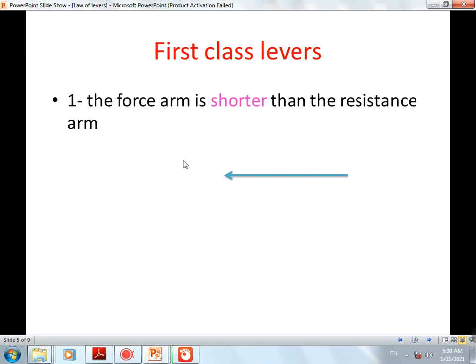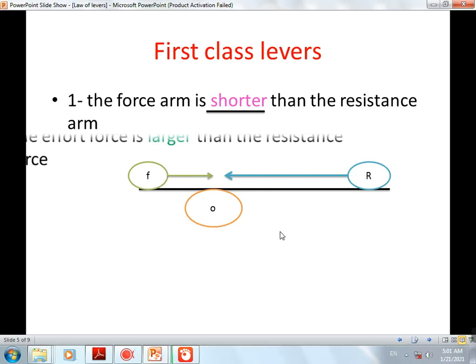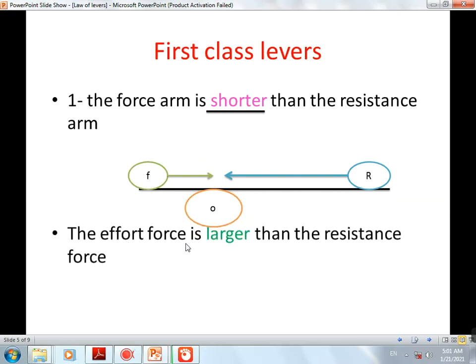First class lever, the force arm is shorter than the resistance arm. The distance between effort force and fulcrum, called the force arm, is shorter than the distance between resistance force and fulcrum, called the resistance arm. Force arm shorter than the resistance arm, so the effort force is larger than the resistance force, and it doesn't save effort.